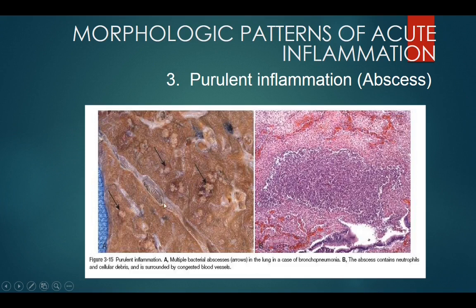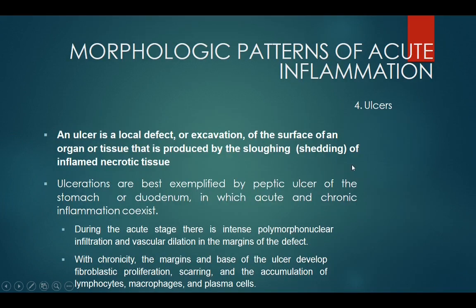So we can see multiple bacterial abscesses like this one, and this one, and this one. These are the ones which are formed as an abscess, and in this area we can see there is so much inflammation and neutrophils accumulating here, and it causes a lot of destruction in the cells, and there is congestion of blood vessels. These are the blood vessels, we can see the congestion around this. So these are the congested blood vessels, and this is inflammatory abscess formation.